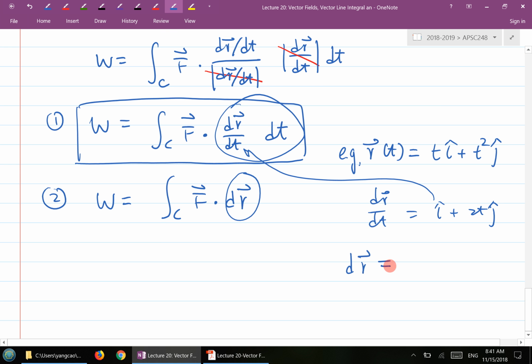If you choose the second one, what's dr? The potential mistake a lot of people make is they still write it like this. But technically you should write the whole thing times dt, because you cannot do the integration without dt here. That's your dummy variable, and you still need it to do the integration. So depending on your comfort level, pick whatever formula you can use, but use it appropriately.